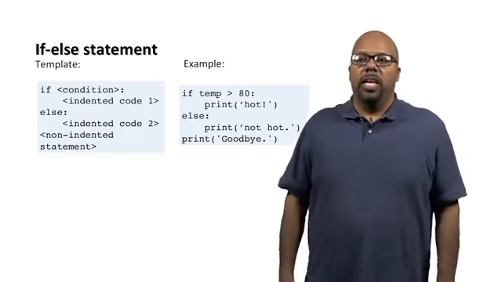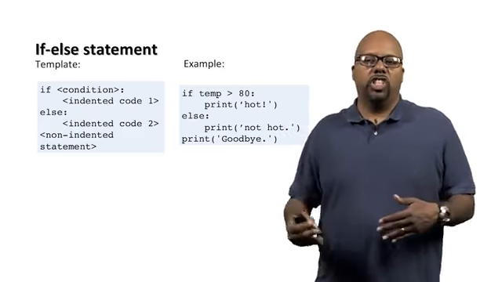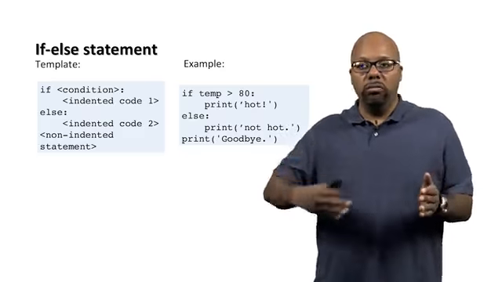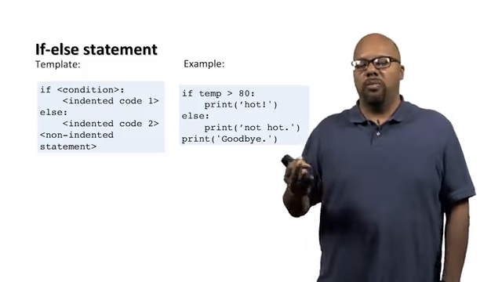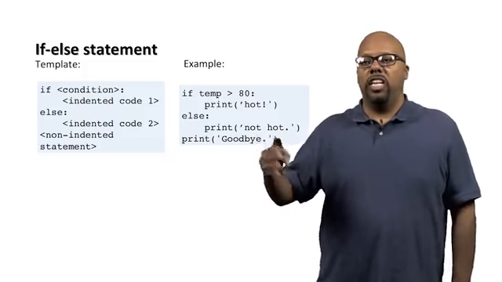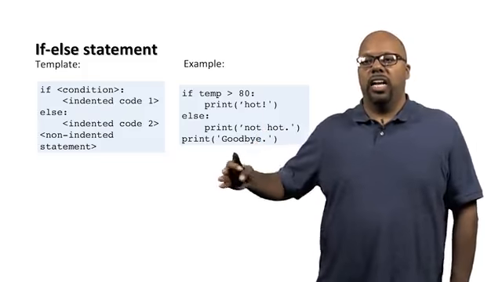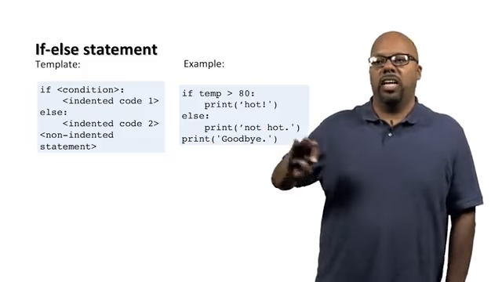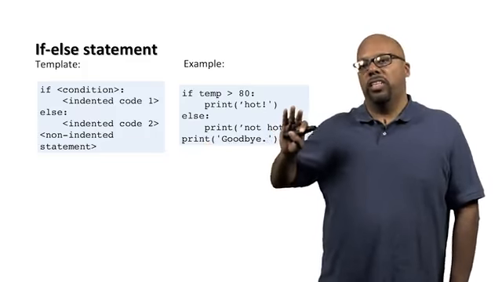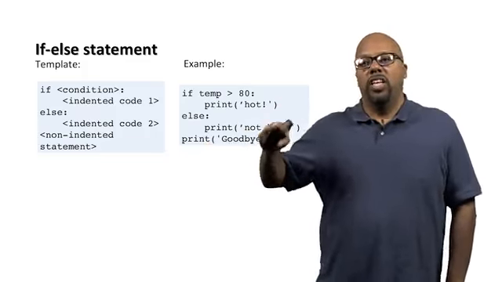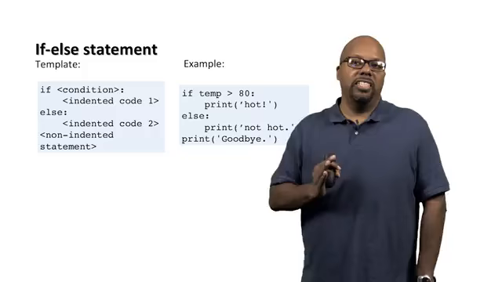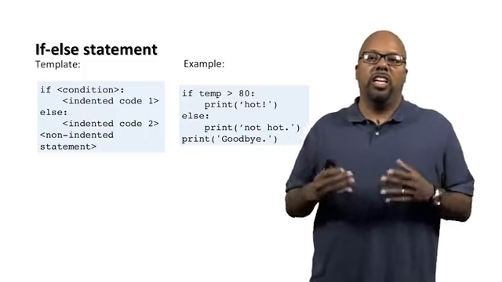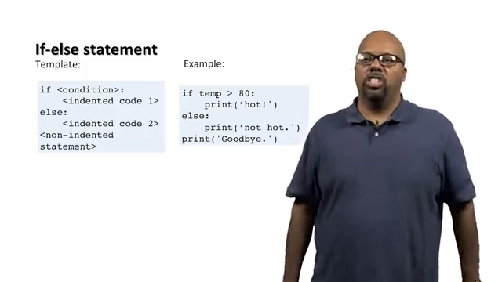If-else statements are very similar: if condition, but you add an else. Now you have else colon, and you have another statement or set of statements. In this case, I'm using a single statement in each pass. If temp is greater than 80, print hot, else print not hot. Notice the print hot is indented under the if, and the print not hot is indented under the else. Then print goodbye is not indented, so it means the if statement is done, and it happens regardless of the condition.